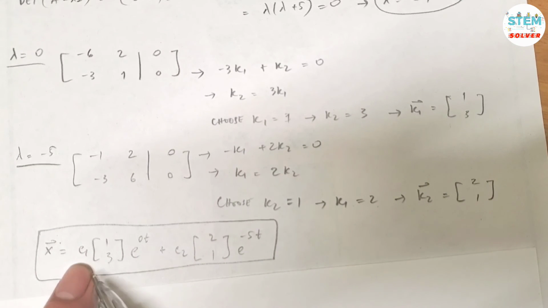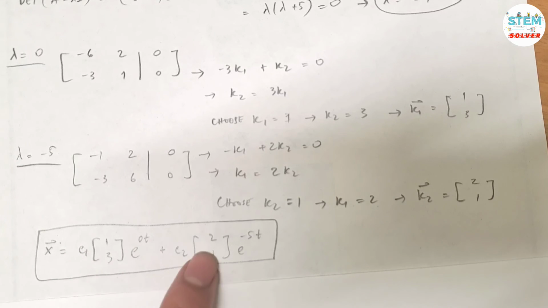Don't forget to multiply by c1 and then c2, because your solution depends on c1 and c2. This one could be something else. You can pull it out or take it out from this unknown constant. Okay, that's it.